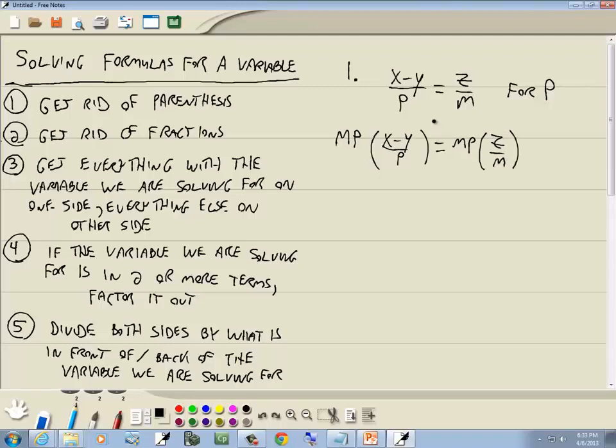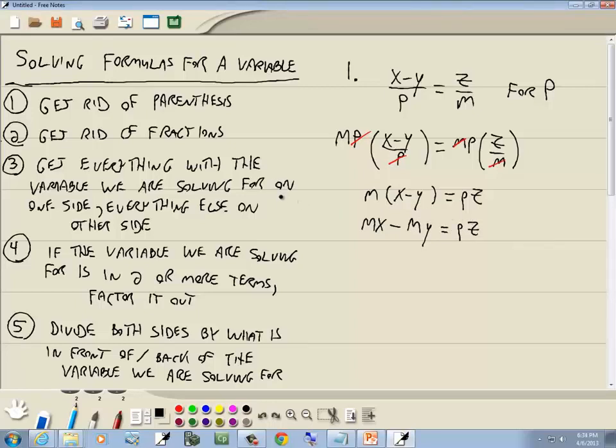It's always the same way. To get rid of any fraction, anytime we've been solving equations, we always multiply by the LCM of all our denominators. And these are even easier because if you have a single letter here, single letter here, then you just multiply them together. P's cancel and the m's cancel. And we're left with m times x minus y equals pz. Well, distributive property, m times x is mx, minus m times y is my, equals pz.